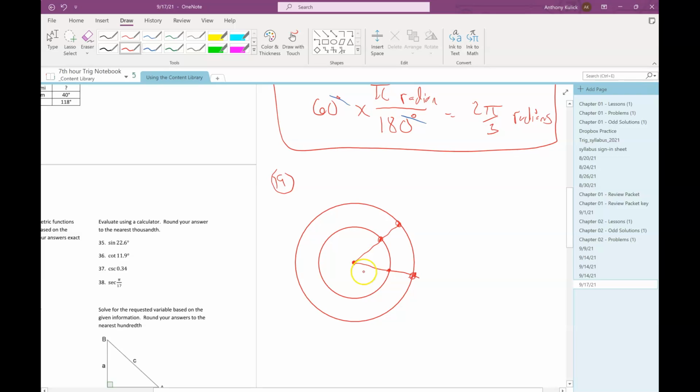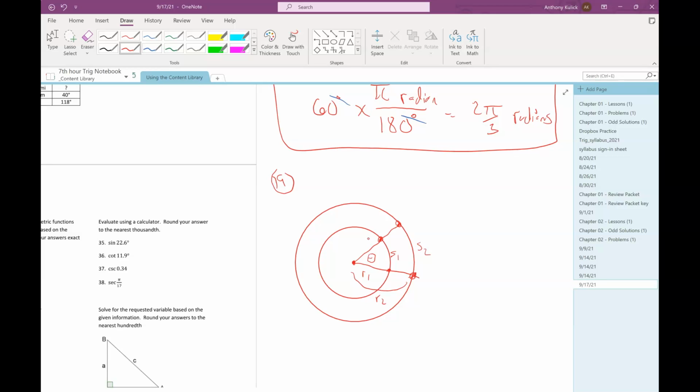Okay, let's label some parts. I'm going to call R1 the radius for the little circle. S1 is going to be the arc length on the little circle. R2 is going to be the radius on the big circle. S2 is going to be the arc length on that big circle. And theta is the same because the same angle is forming both arcs, right?